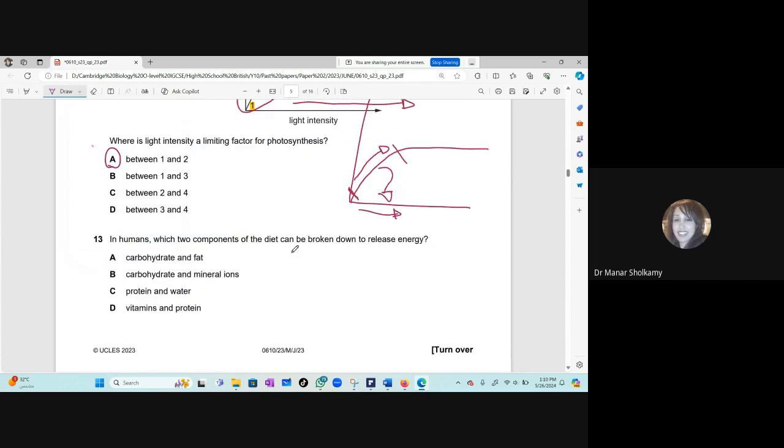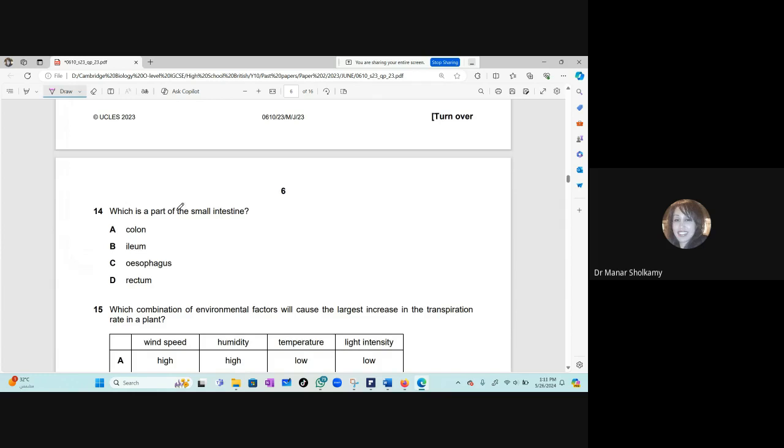In humans, which two components of the diet can be broken down to release energy? Carbohydrate and fat, carbohydrate and mineral ions, protein and water, vitamins and protein. A. Yes. Water does not give you energy, and minerals and ions do not give you energy. They don't have an energy value. Which is a part of the small intestine? Colon, ileum, esophagus, and rectum. B. Yes, of course.